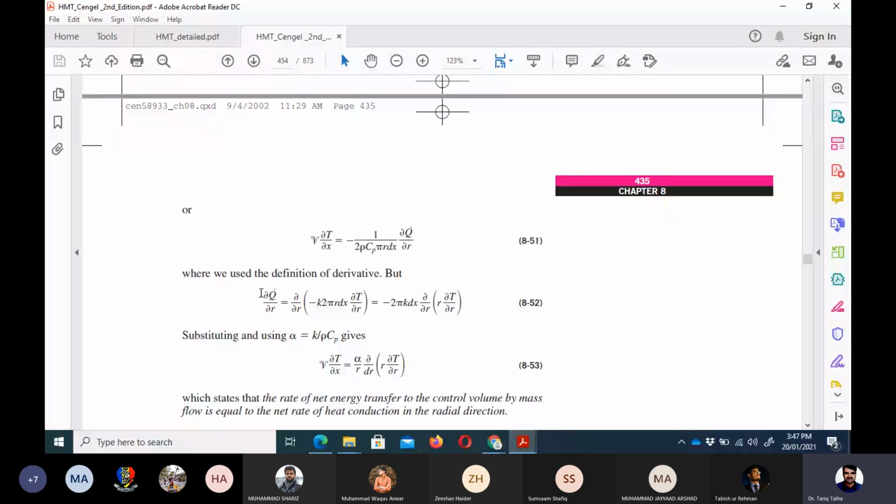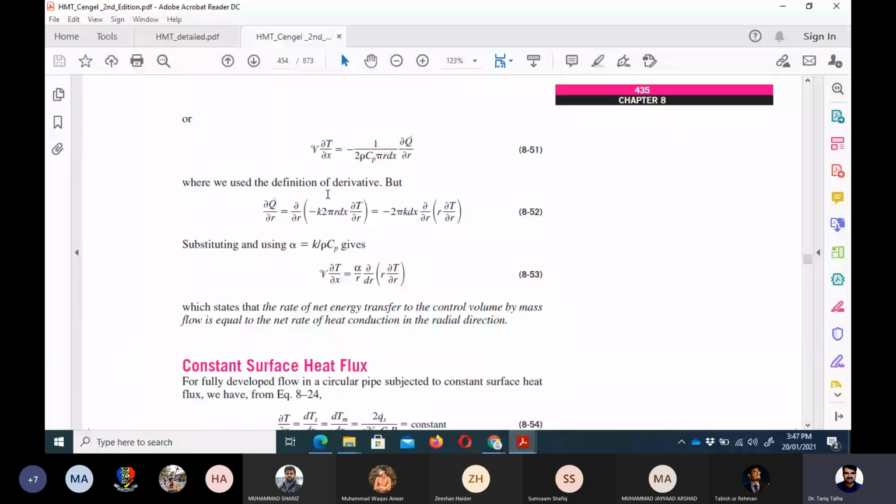And from here, if we do the integration, here we have written it in terms of the temperature gradient. We have also got the temperature gradient in the radial direction and the temperature gradient in the x direction, right?